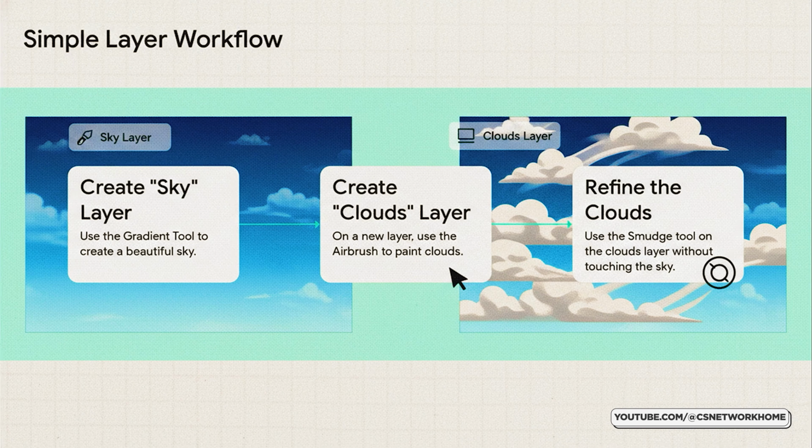So look, here's a super simple example. On your bottom layer, you use the gradient tool to make a nice sky. Then you create a new layer on top of that, and you use the airbrush to paint some clouds. Now, you can smudge those clouds, erase parts of them, whatever you want, and you will never mess up that beautiful sky underneath. It's a non-destructive way to work.